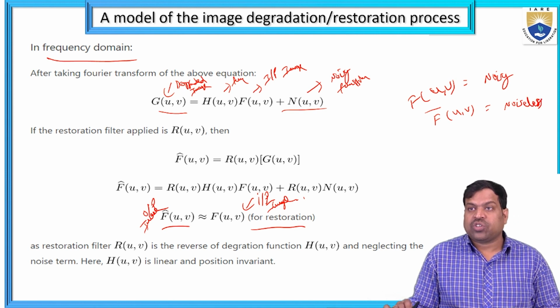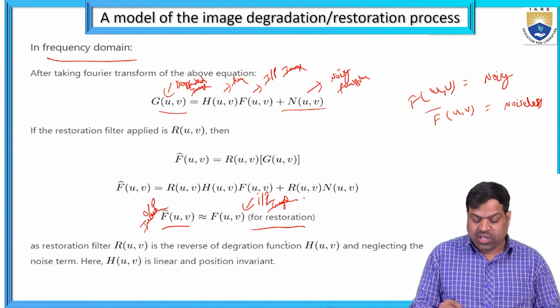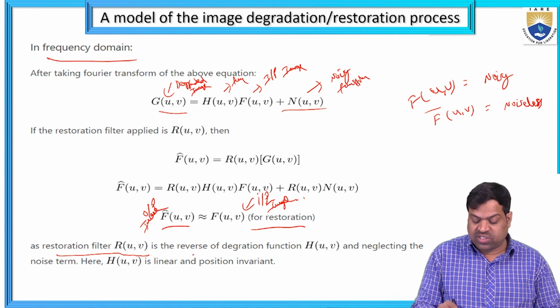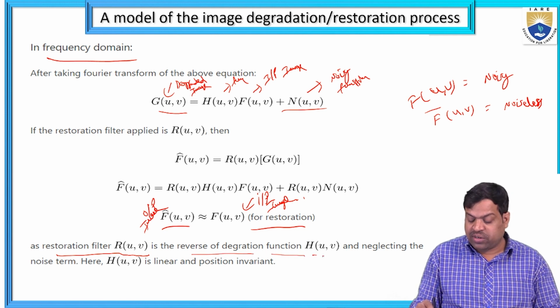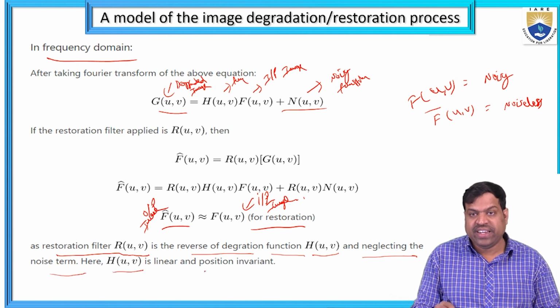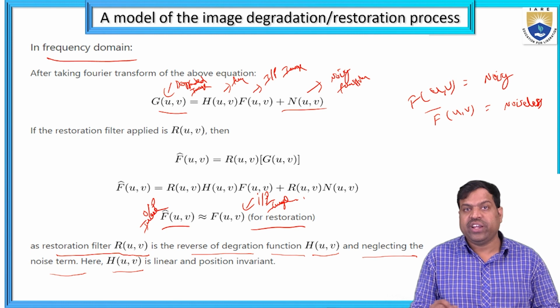F of u, v is also called the noisy image. F dash of u, v is also called the noiseless image. So here the restoration filter R of u, v is the reverse of the degradation function capital H of u, v, and neglecting the term noise, capital H of u, v is the linear position invariant function.